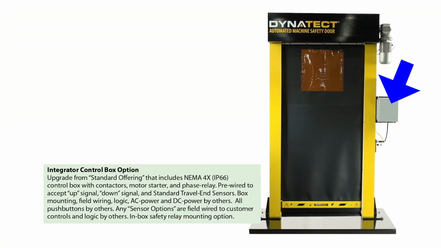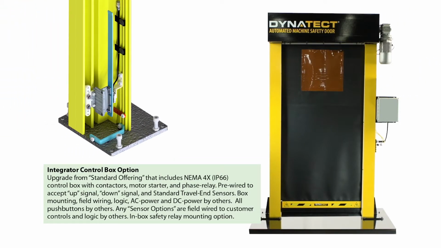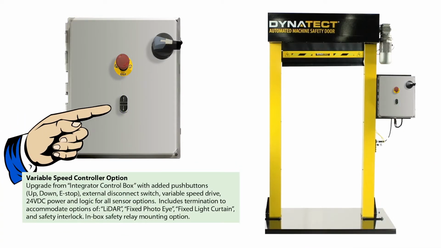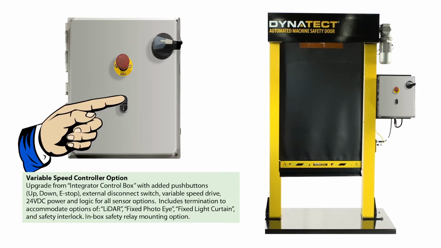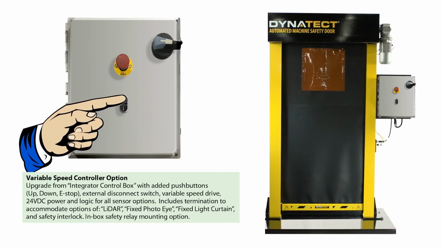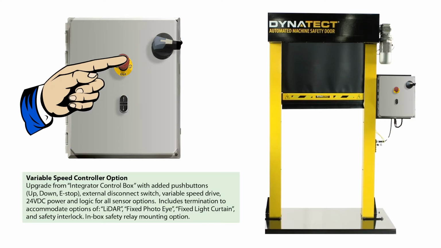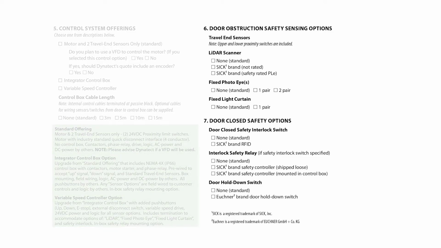The integrator control box option is a limited function control that includes motor starters and travel end sensors. The integrator supplies the 24-volt DC power and is responsible for any additional logic for optional sensors. The variable speed controller option is a full-function control package to include buttons for open, close, and e-stop, a DC power supply, and logic for Dynatect sensor options. Let's take a moment to describe the door-mounted sensor options.